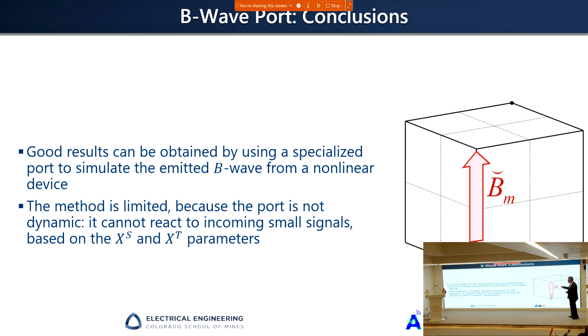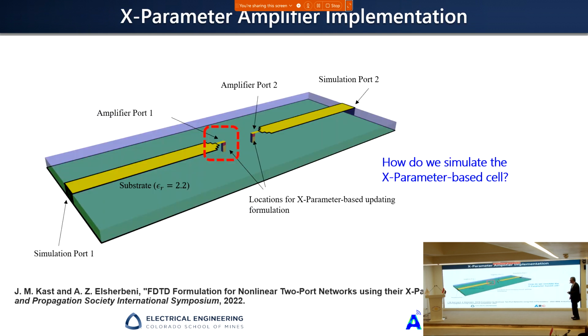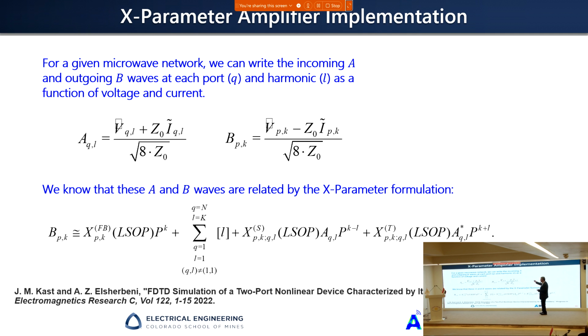Okay, so we can get good results by using a specialized port and simulating the B wave. The method was limited to a larger scale, but we updated it to smaller scale or small signal analysis as well. So let me show you also how we can use the X parameter as a black box without knowing the B wave. I'm going to have a black box between these two ports here, port 1 and port 2. And again, we're going to go back to the definition of A wave and B wave. And basically, the X parameter is represented in terms of XF, XT, and XS.